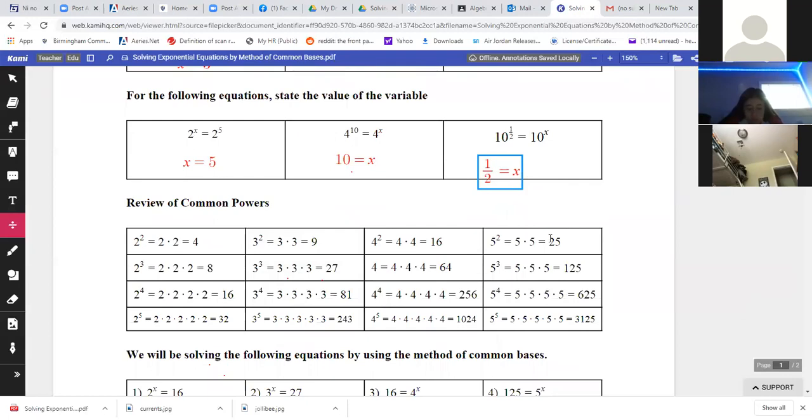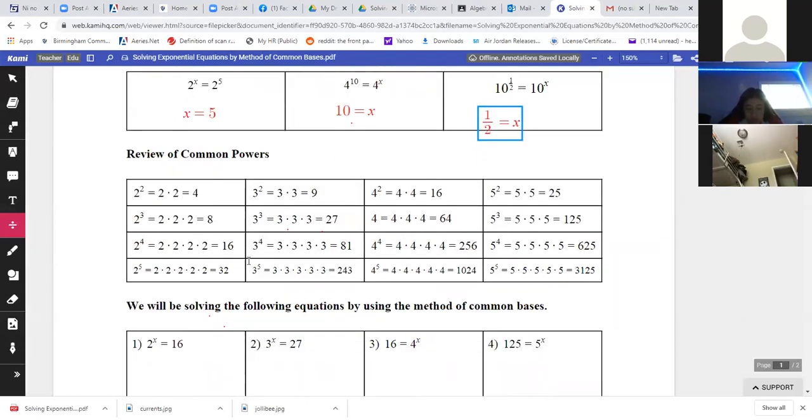Okay, so now we're going to go ahead and look at the next, look at this table here. Just take a quick look at that.